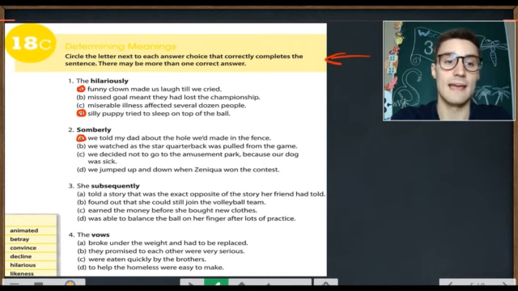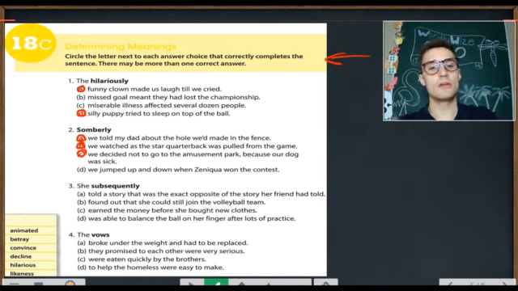Somberly. A. We told my dad about the hole we'd made in the fence. Somberly. B. We watched as the star quarterback was pulled from the game. Somberly. C. We decided not to go to the amusement park because our dog was sick.